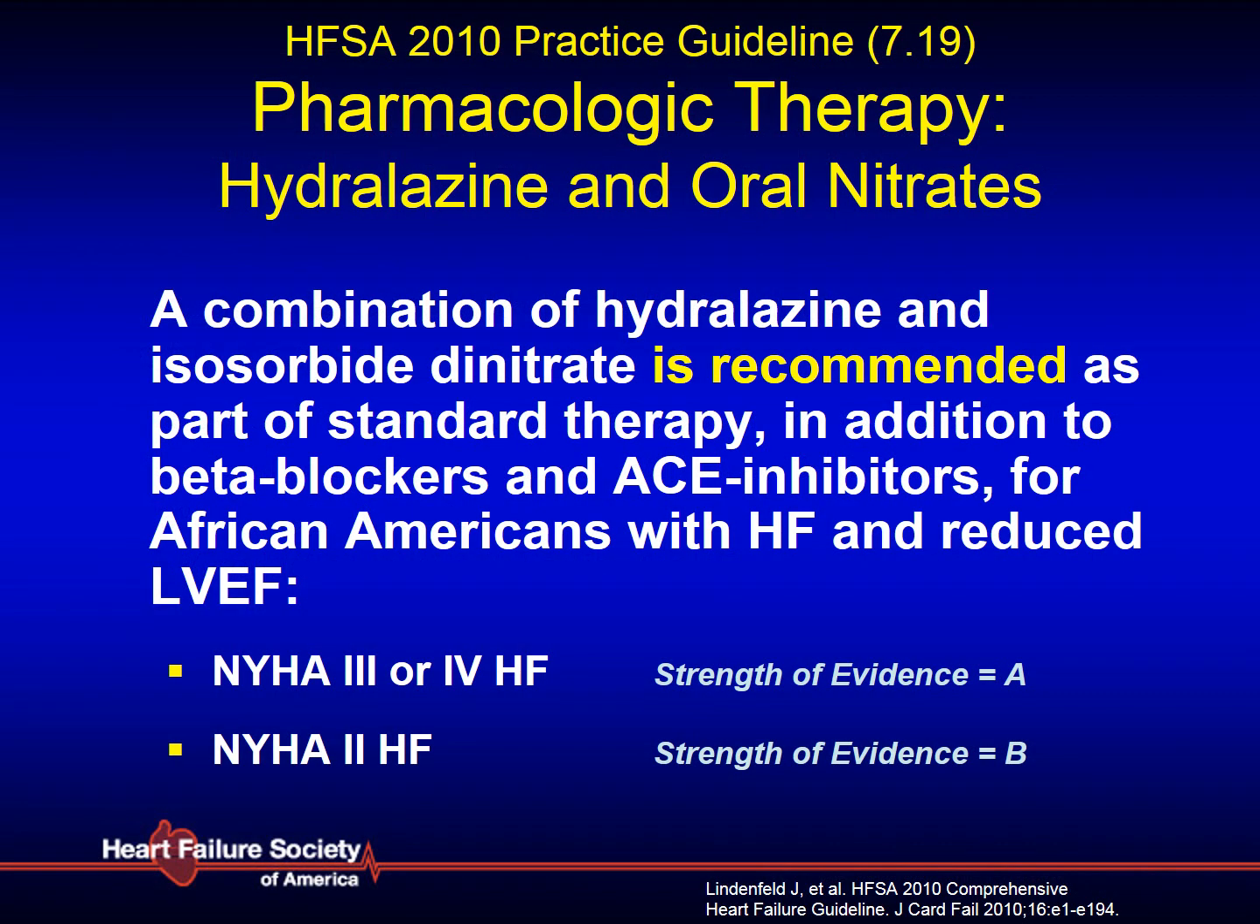So this has been incorporated into the guidelines for African American patients, that in addition to beta blockers and ACE inhibitors as standard of therapy, African Americans with heart failure and reduced left ventricular ejection fraction should also be started on a combination of hydralazine and isosorbide dinitrate.